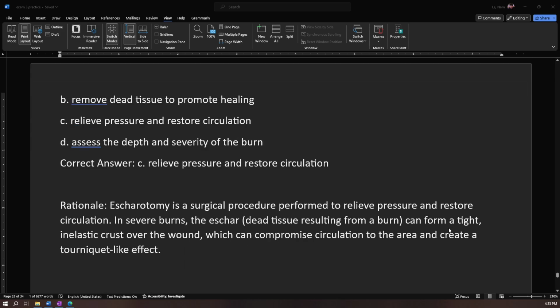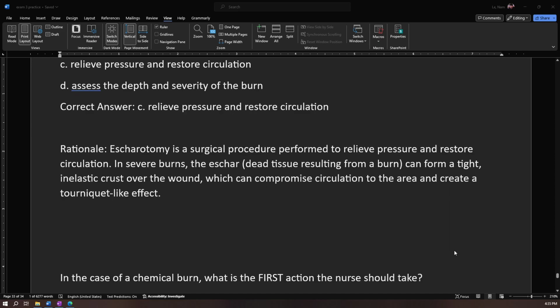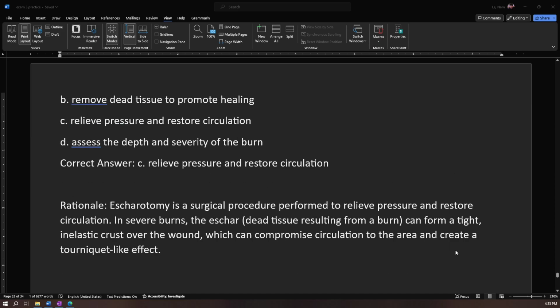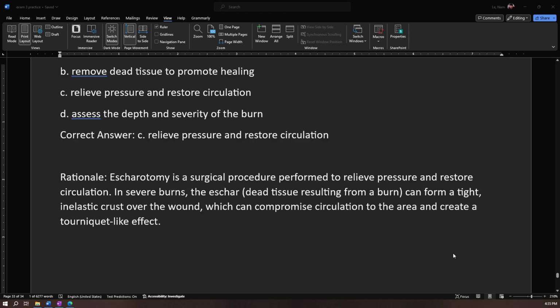Rationale. Escharotomy is a surgical procedure performed to relieve pressure and restore circulation. In severe burns, the eschar, dead tissue resulting from a burn, can form a tight, inelastic crust over the wound, which can compromise circulation to the area and create a tourniquet-like effect.